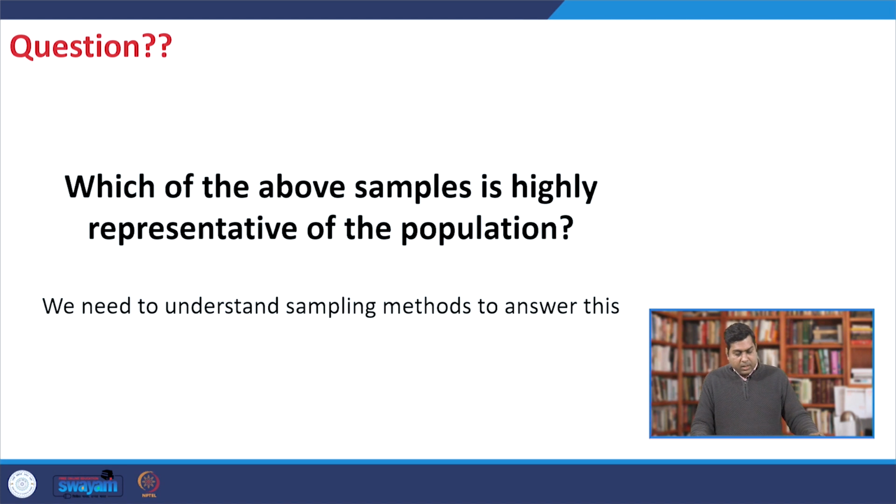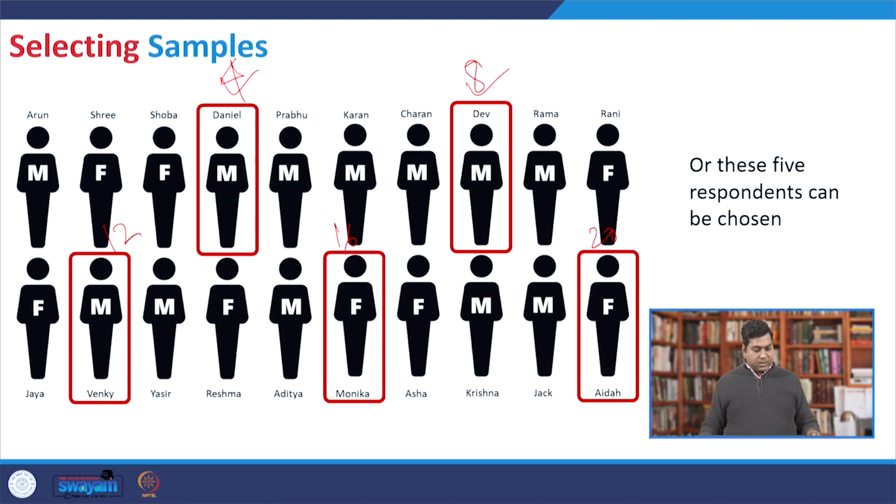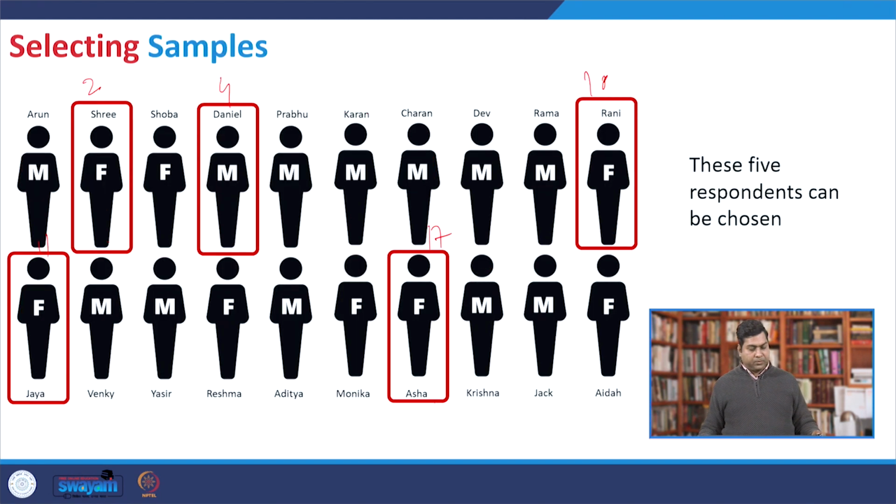Now which of the above samples is highly representative of the population? That is another question: there are so many ways to do it, but which one will satisfy my need? In the first case, we are picking one female, two female, three female, four female. So 4 female respondents and 1 male. This is one particular overall characteristic.